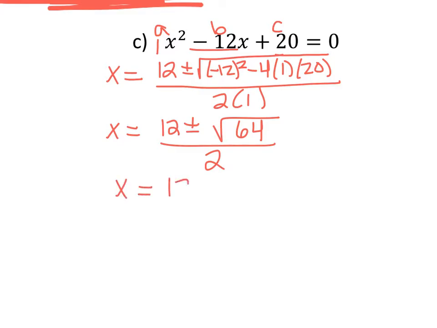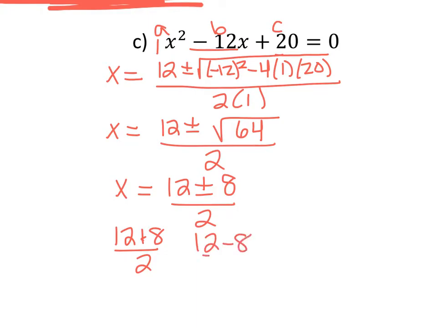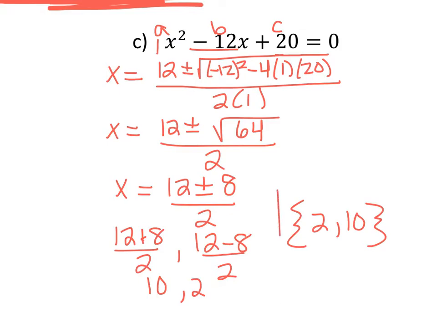So x equals 12 plus or minus, well, the square root of 64 is plus or minus 8, thus where the plus or minus comes from in the formula, all over 2. So what this really is, 12 plus 8 over 2 and 12 minus 8 over 2. We can do those calculations. 12 plus 8 is 20, divided by 2 is 10. 12 minus 8 is 4, divided by 2 is 2. So the solutions, or the roots, or the zeros, however you want to word it, are 2 and 10.